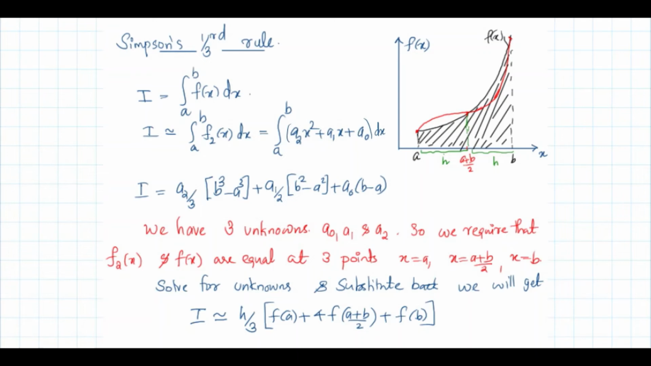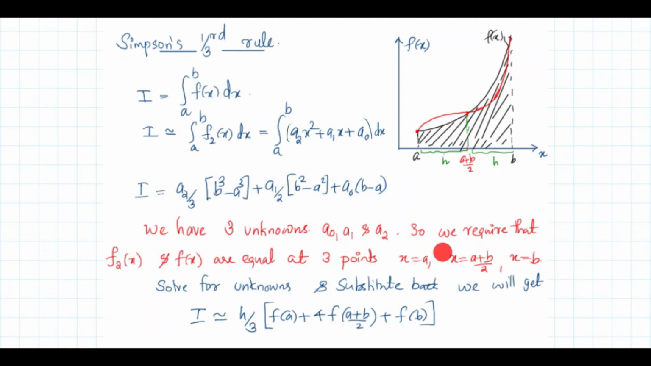So you can take f2 of a as f of a, f2 of (a plus b) by 2 as f of (a plus b) by 2, and f2 of b as f of b. So you will get 3 equations. By solving that, you can find a2, a1 and a0. Substituting that value back into the equation, you will get I approximately equal to h by 3 into f of a plus 4 into f of (a plus b) by 2 plus f of b.